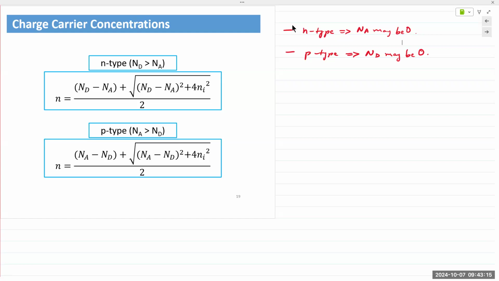So ND minus NA, again, if it's N-type material and we don't have any acceptor atoms at all in there, then it's simply ND. Simply ND.